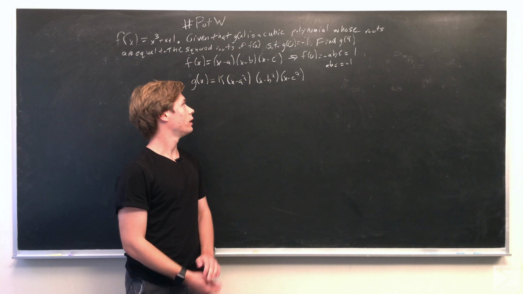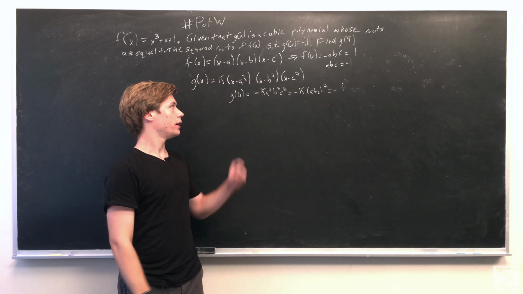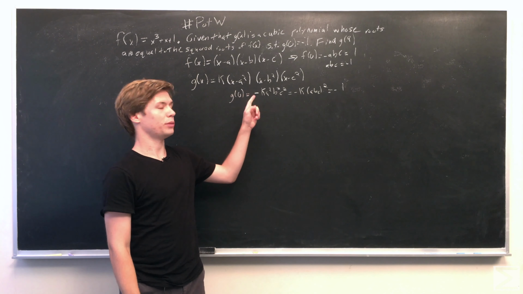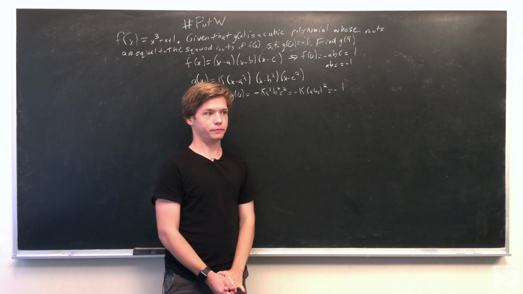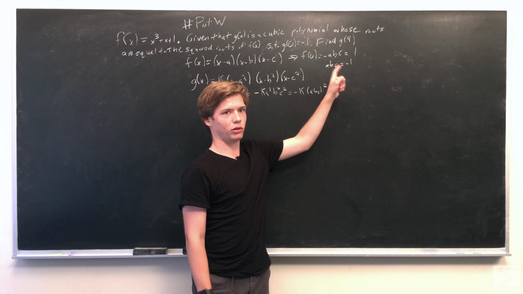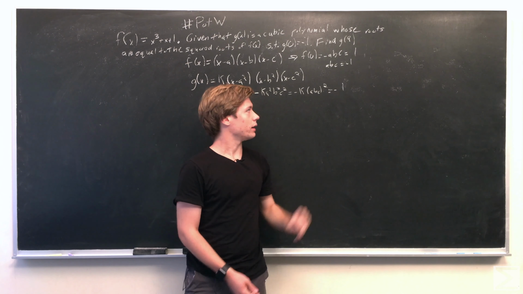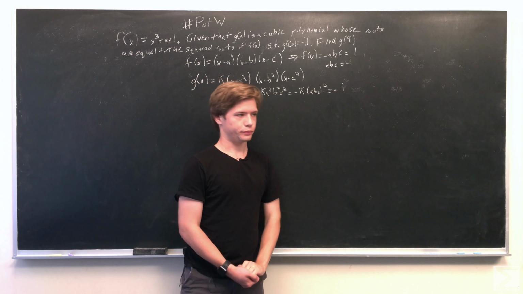To figure out what k is, we've solved for g of 0. We find that it's equal to -k times a squared times b squared times c squared. And a squared, b squared, c squared can be written as abc all squared. So we find that -k abc squared is equal to -1. Since they're negative on both sides, we can multiply both sides by -1. And since abc is equal to -1, abc squared will equal 1. So we can say that k is equal to 1, and we can rewrite g of x.